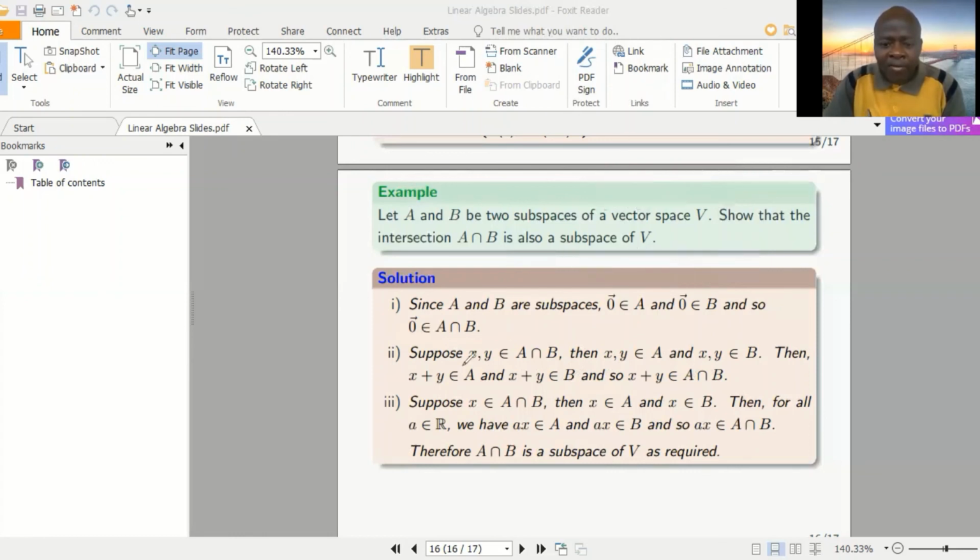So now I'm left to show the third property. I pick one vector in the intersection. Let me pick x in the intersection, and also pick a scalar, the real number a. Now, since x is in the intersection, what this means is that x is in A, and also x is in B.